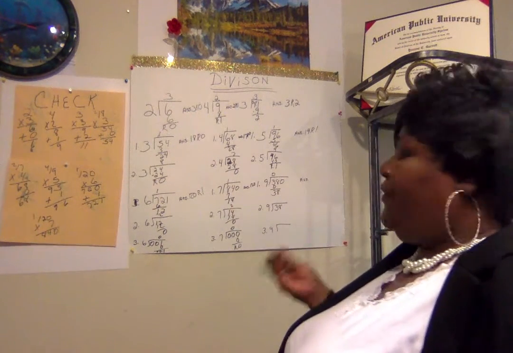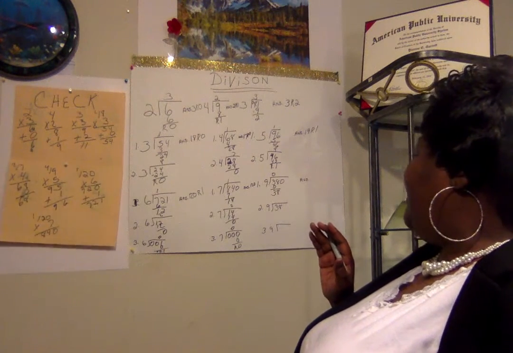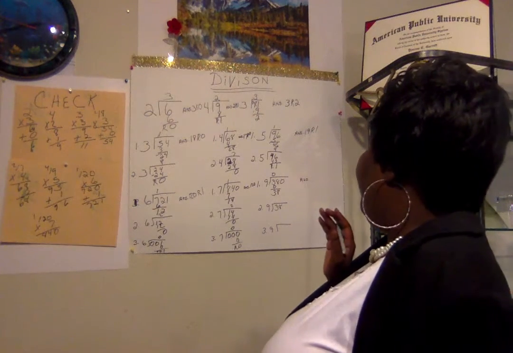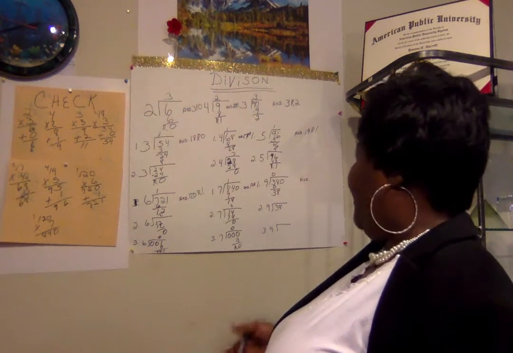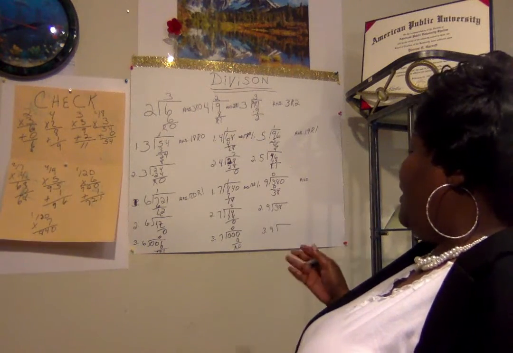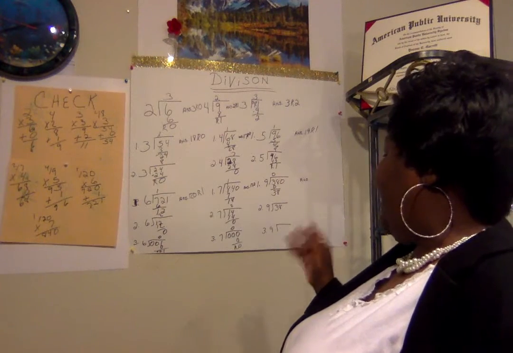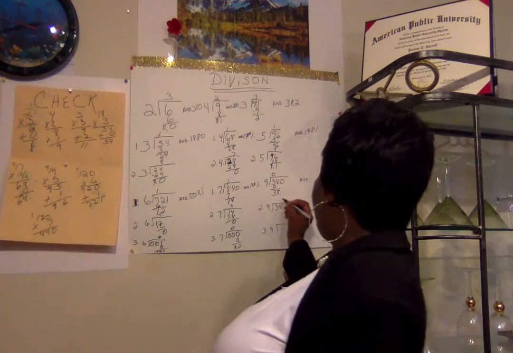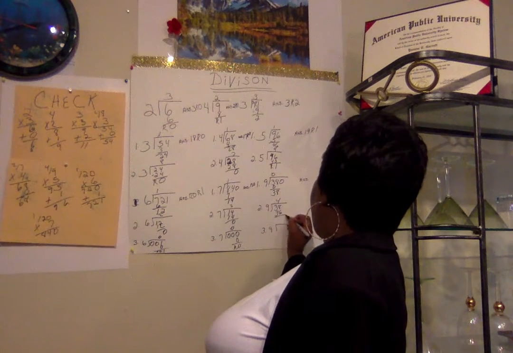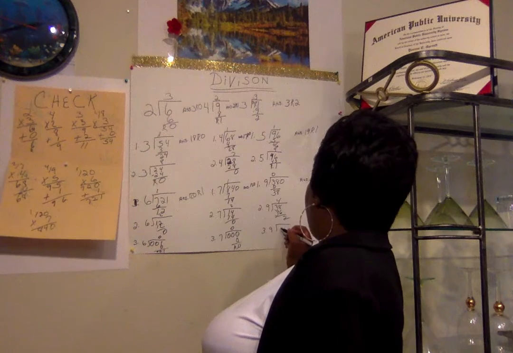9 times 5 is 45. 45 is larger than 38. So now we're going to say 4. 9 times 4 is 36. 36 is smaller than 38, so we're going to use 4. 4 times 9 is 36. Remainder 2. So you bring your 2 here.